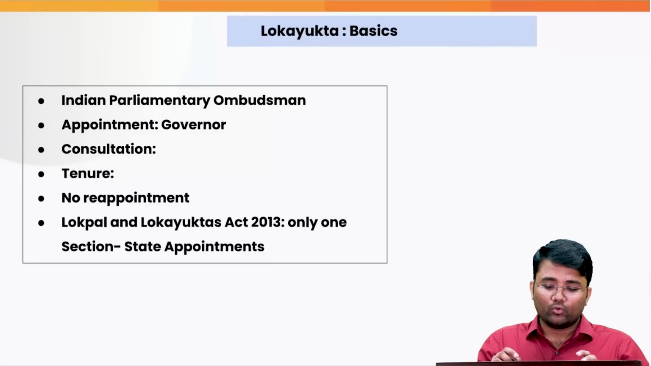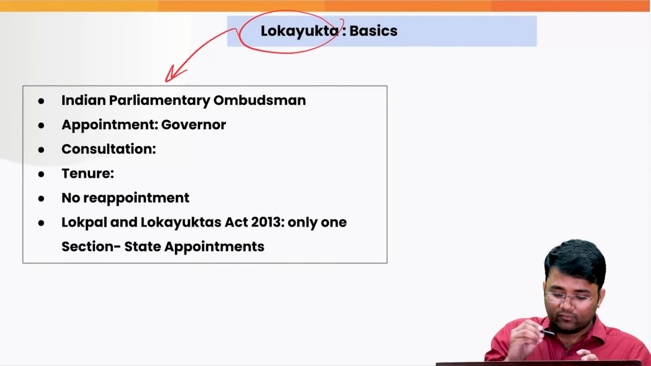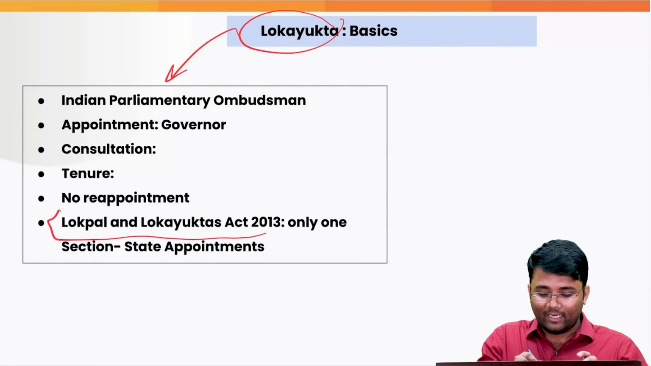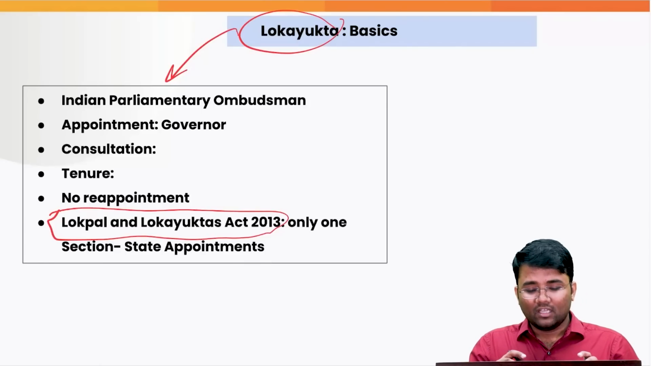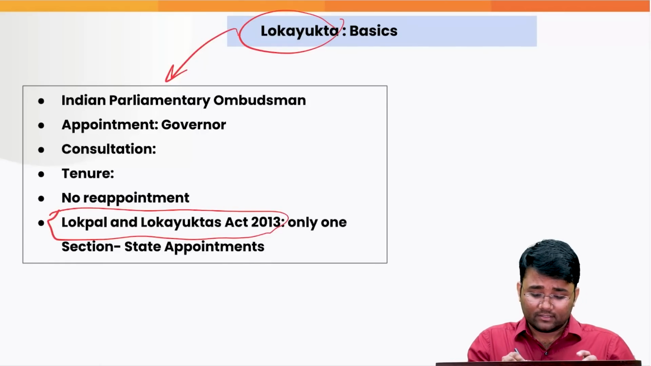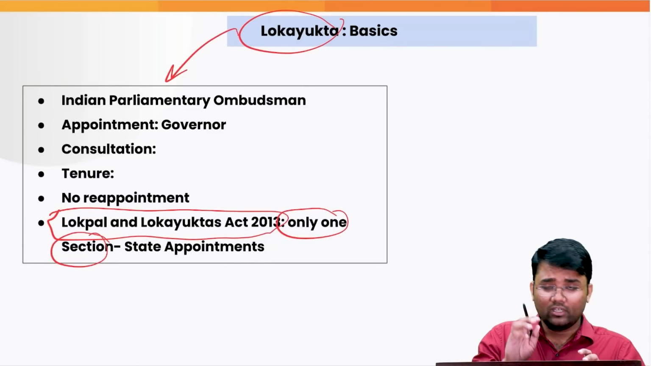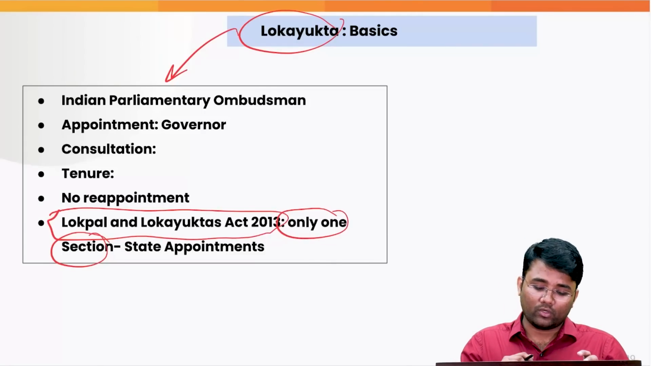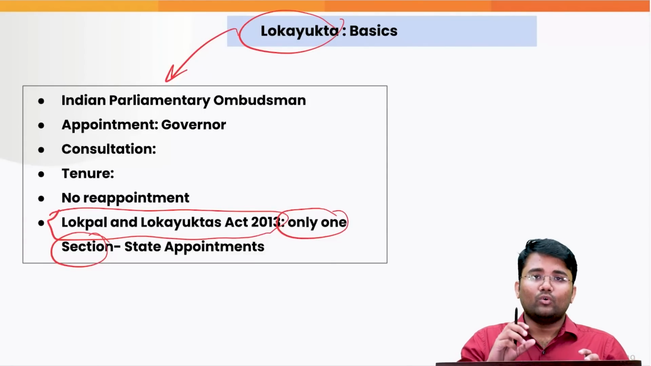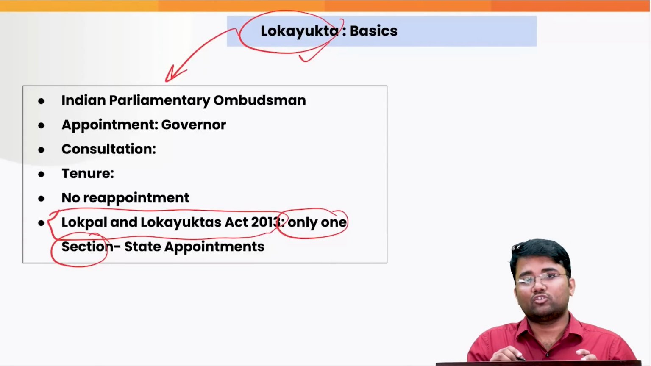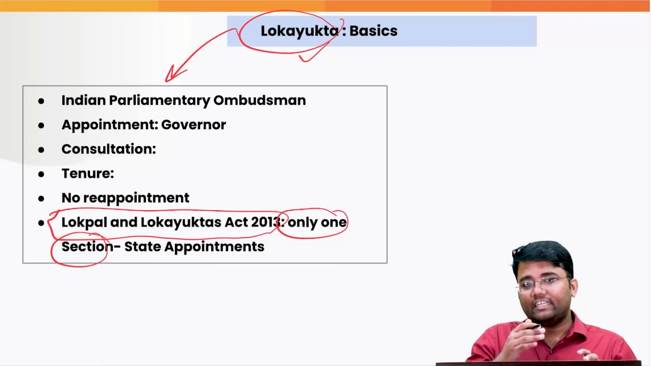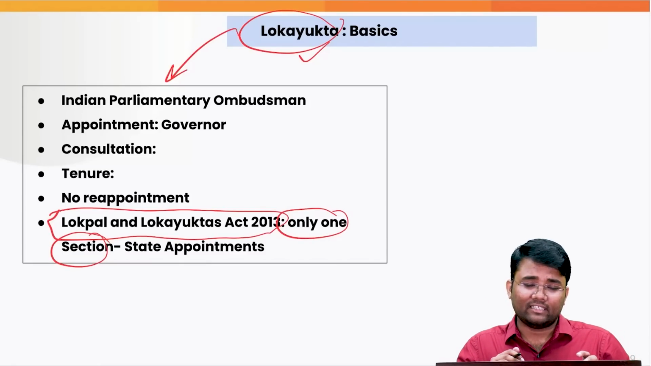So let's try to look into some basics about the Lokayukta, which has been provided under the Lokpal and Lokayukta Act 2013. But there is only one section that actually talks about the Lokayukta. So there is no clear-cut direction on what the structure of the Lokayukta should be, and that is why it differs from one state to another.